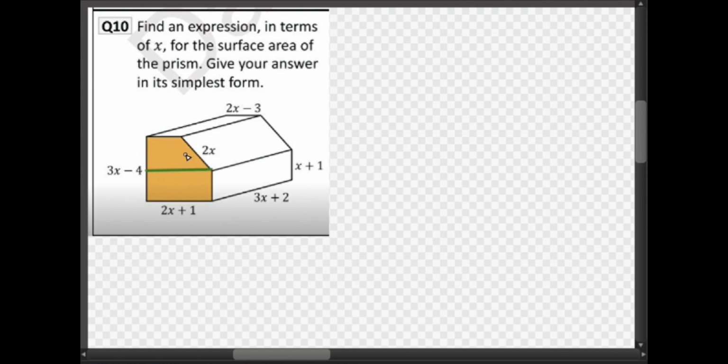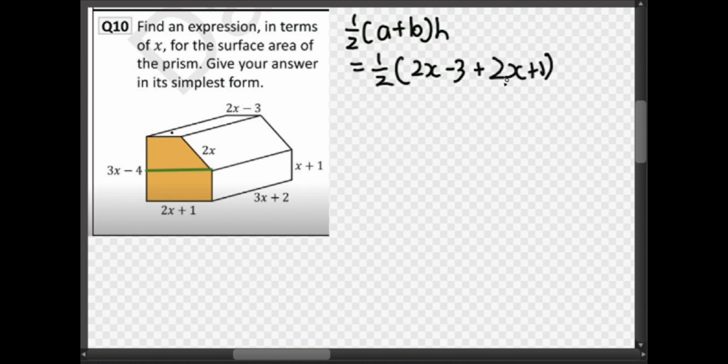Now to find the area of the trapezium on top, the formula for the area of a trapezium is 1 over 2 (a plus b) h. So here a is 2x minus 3, and b will be 2x plus 1, times the height. To find the height here, we need to take 3x minus 4 minus (x plus 1), which gives 2x minus 3. So basically 1 over 2.